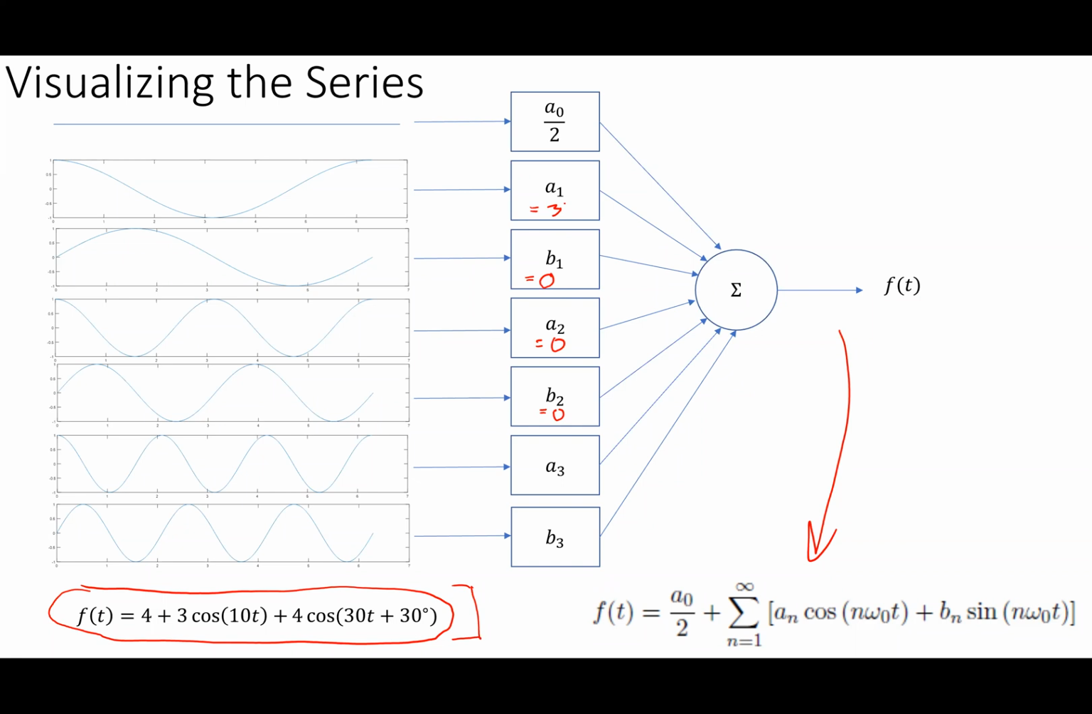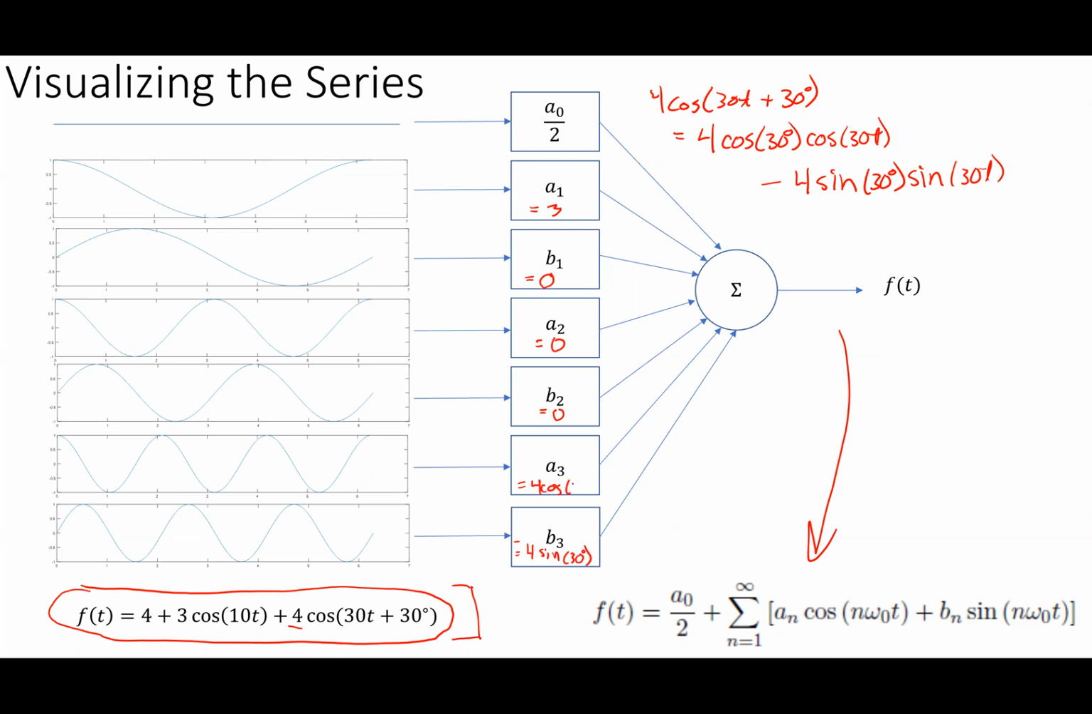Now, if I wanted to figure out A3 and B3, you guys should know that they're there, but A3 is not 4, right? You don't look at that and say I have a cosine. I need to go back to the trig identities and say, well, 4 cosine(30t plus 30 degrees) would be equal to 4 cosine 30 degrees cosine 30t minus 4 sine 30 degrees sine 30t. And so this guy would be 4 cosine 30, and this guy would be negative 4 sine 30.